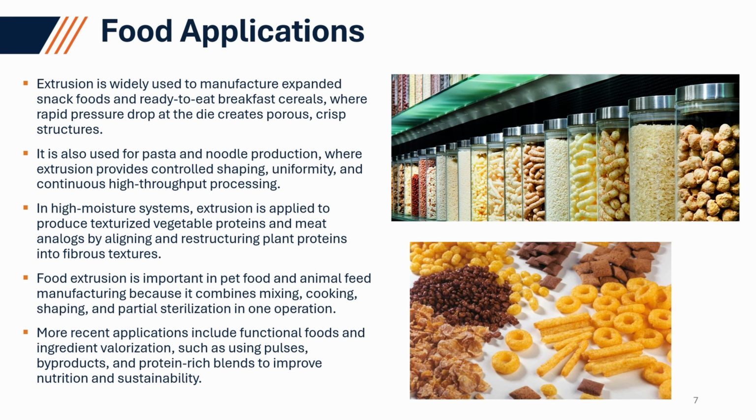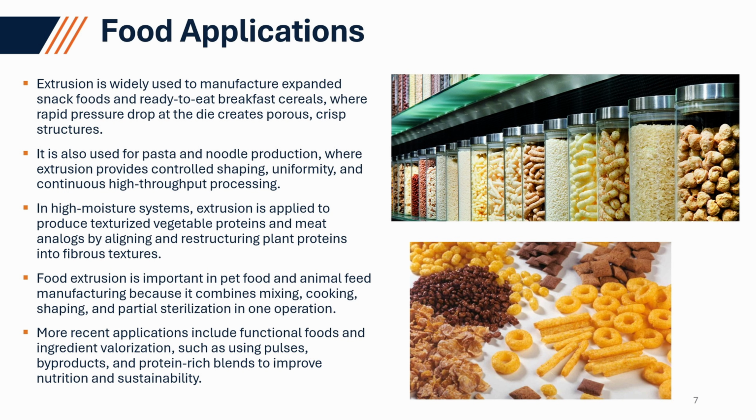Food extrusion has a broad range of applications across the food industry. One of the most common applications is the production of expanded snack foods and ready-to-eat breakfast cereals. In these products, the rapid pressure drop at the die creates porous, crisp structures that are characteristic of puffed foods. Extrusion is also widely used for pasta and noodle production. In this case, the process provides controlled shaping, dimensional uniformity, and continuous high throughput manufacturing.